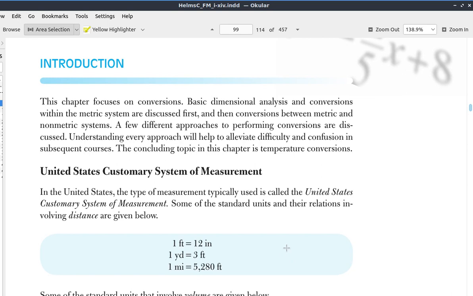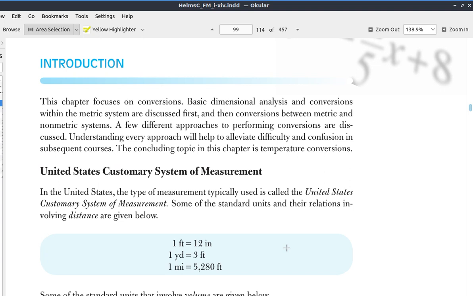So of course, in any area, particularly in the health sciences, you have to convert one form of measurement to another. All right? So let's look at it. Basic dimensional analysis. Remember, the dimension means the measurement itself. All right?